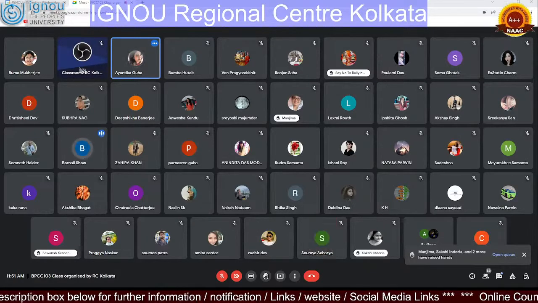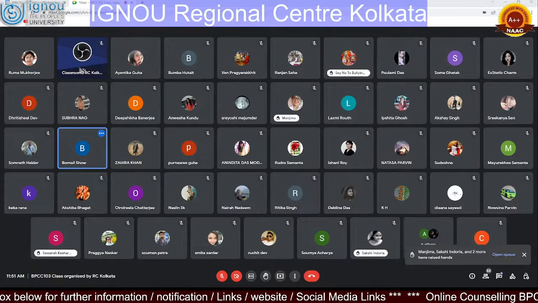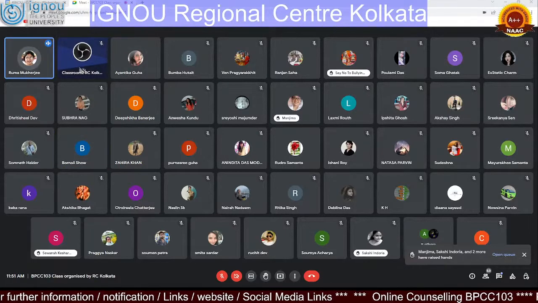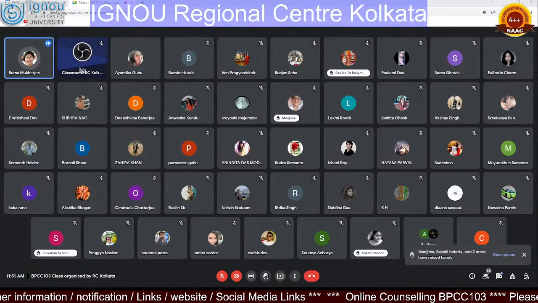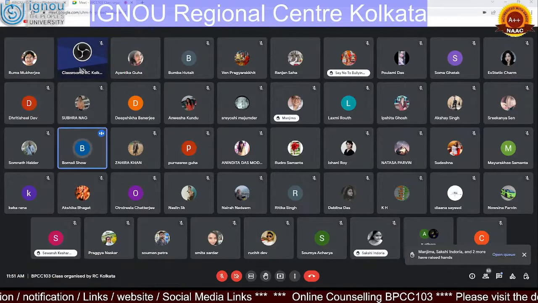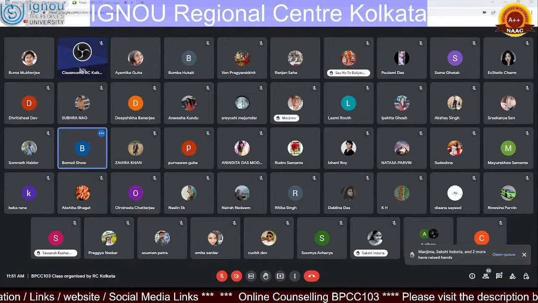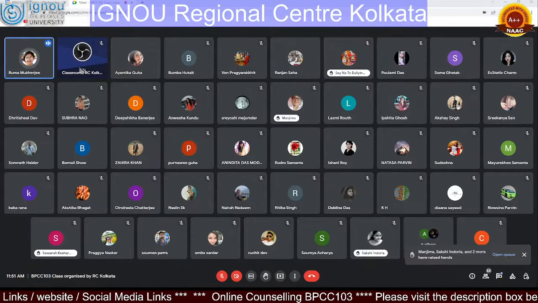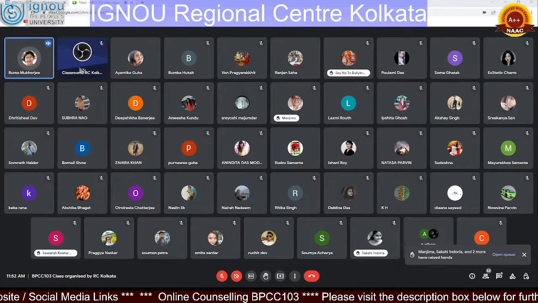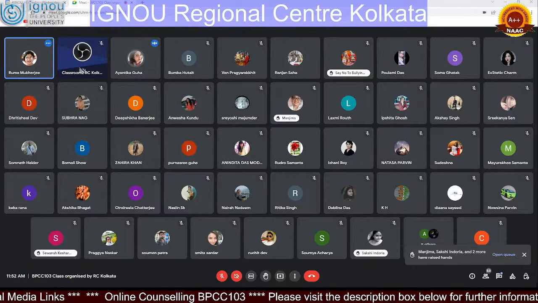Actually, the classes have been going on from April. So it is your duty to gather all the information regarding your class. Nobody will help you, Antika. You can check the RC Kolkata website daily. Now, one thing you can do: these classes are also recorded on YouTube and maybe on Facebook, so you can also see the classes from there. All right, yes, I can do that.